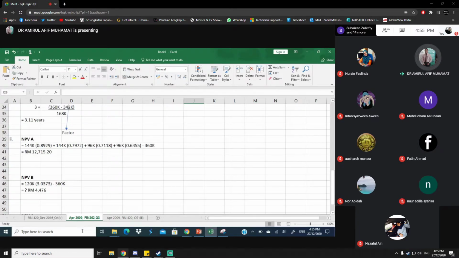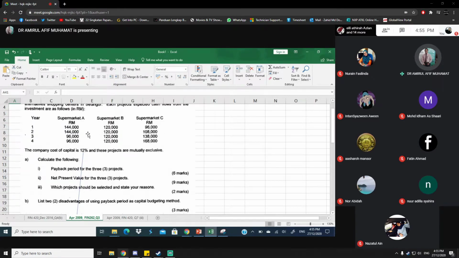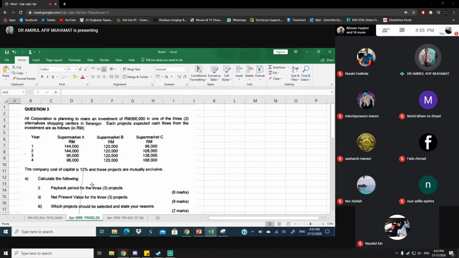For another example, April 2009, FIN 262 question 3. NPV A. So this is the amount. NPV A, A is uneven, so you can add up. What is the percentage? 12%, similar.